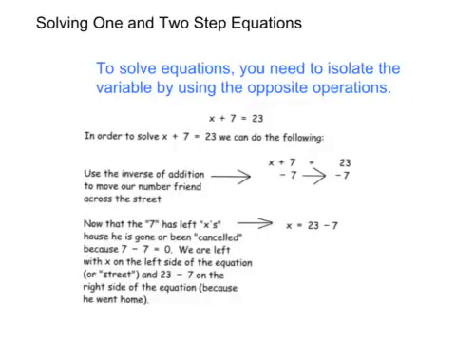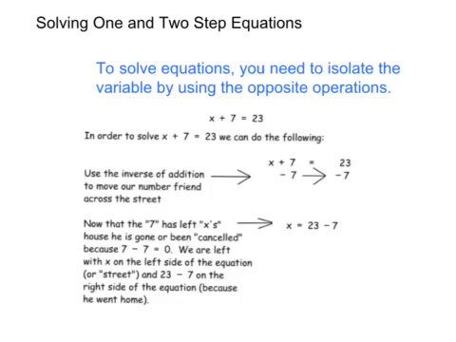Hi, so today we're going to be looking at solving one and two-step equations. We're going to start with solving one-step equations, and what that means when it says one step, it means that there's only one operation going on in the equation. Then we're going to move on to solving two-step equations, and again, that would just mean that it's a problem that has two operations that we need to get rid of first.